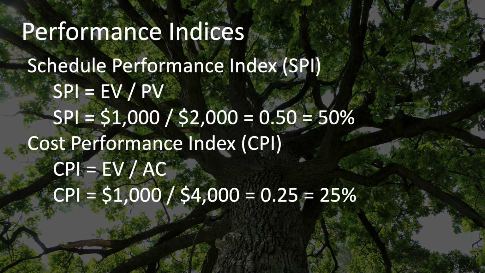The Cost Performance Index, or CPI, is similar to the Schedule Performance Index in that it is a variance of cost measured as a ratio rather than using subtraction. Also, it uses the same variables as the cost variance formula and in the same order, but again using division rather than subtraction. So the formula for Cost Performance Index is earned value divided by actual cost. Again, in this case, that's $1,000 worth of earned value divided by $4,000 worth of actual cost, resulting in 0.25 or 25%.